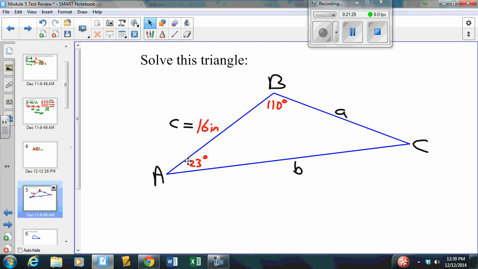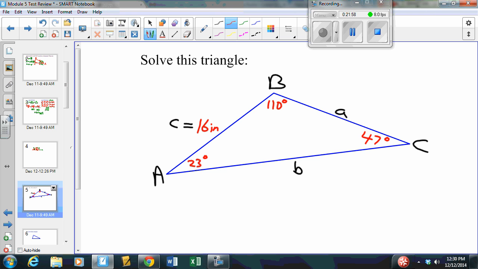Now, you always want to look for things that are opposites, like an opposite angle and opposite side. Notice I have side C, but not angle C. I don't have side A, but I have angle A. I have angle B, but not side B. So I don't have any opposites right here. But could I get some opposites? What could I get? Angle C. What is angle C? 47 degrees? Okay, so this is 47 degrees because the three angles of a triangle add up to 180.